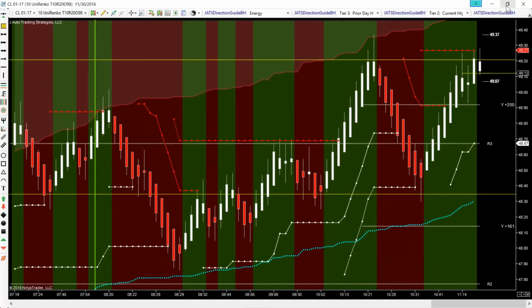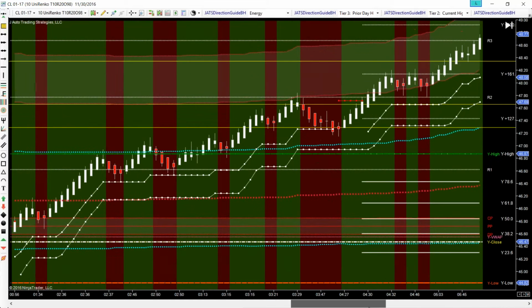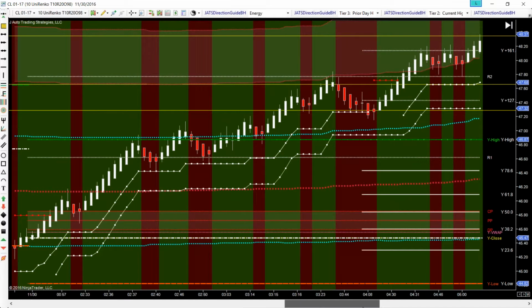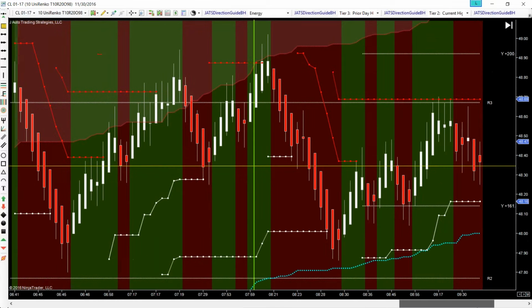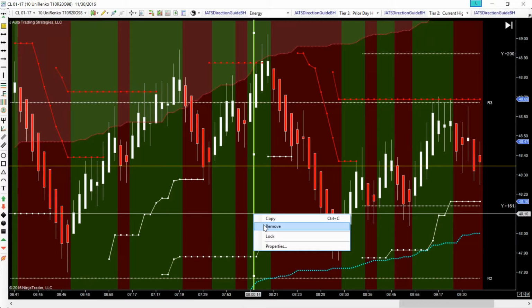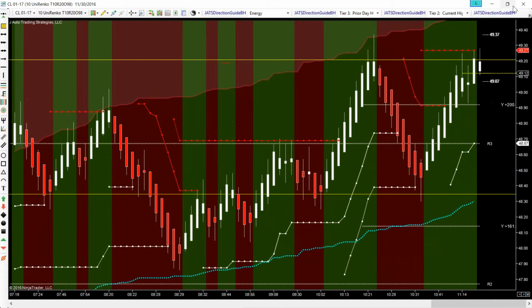So pay attention to what the volatility bands look like, because that's the most important part. This is what we want to see. This is what sometimes we get. So very difficult trading today.